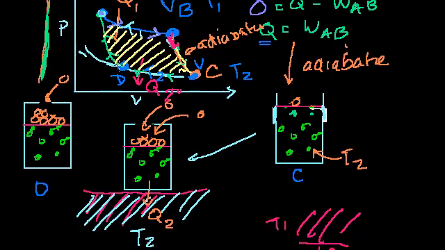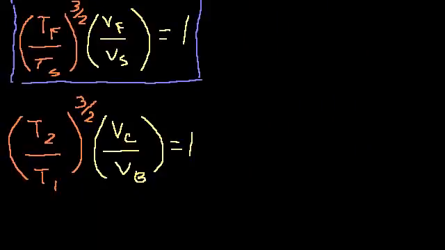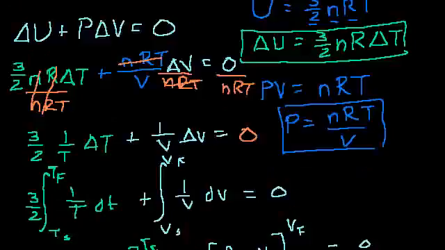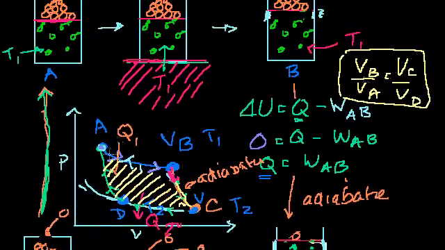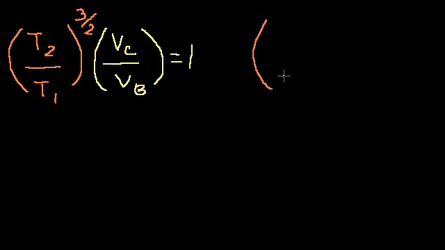Let's do it the same way, but let's go from D to A. So when you go from D to A, what's your final temperature? Don't want to get you dizzy going up. We're going from D to A, so our final temperature is T1. And our final volume is the volume at A. Go back down. So our final temperature is T1.